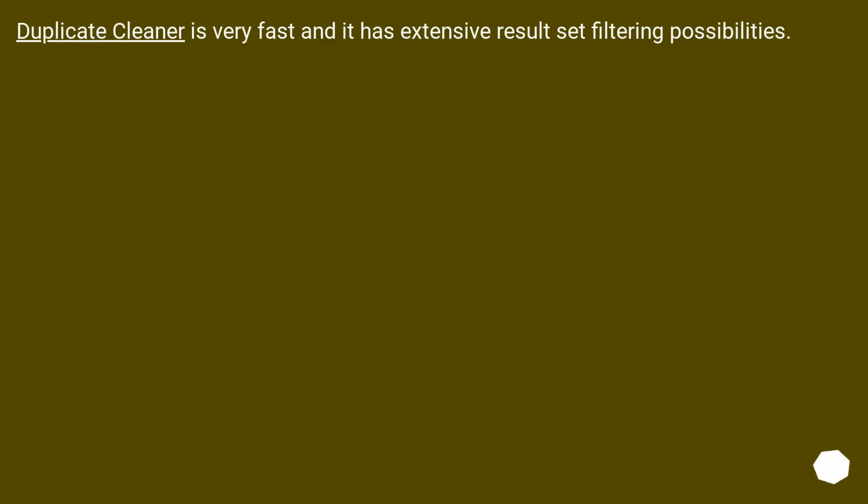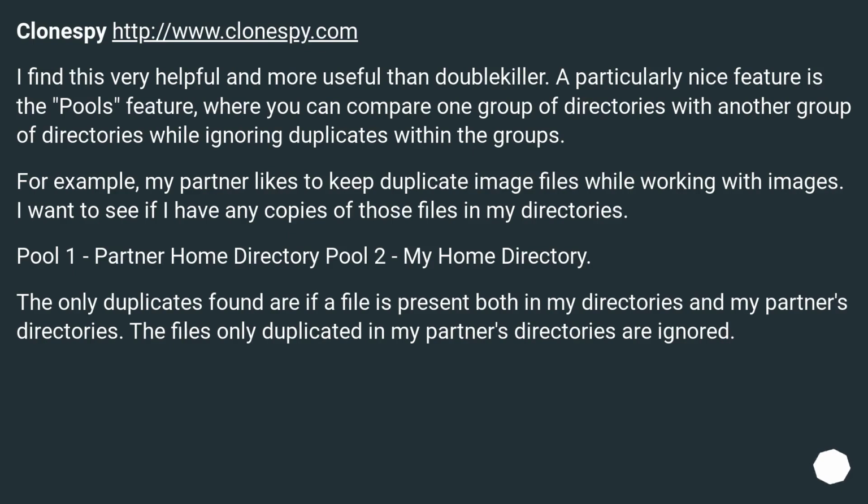Duplicate Cleaner is very fast and it has extensive result set filtering possibilities. I find this very helpful and more useful than Double Killer. A particularly nice feature is the pools feature, where you can compare one group of directories with another group of directories while ignoring duplicates within the groups. For example, my partner likes to keep duplicate image files while working with images. I want to see if I have any copies of those files in my directories.